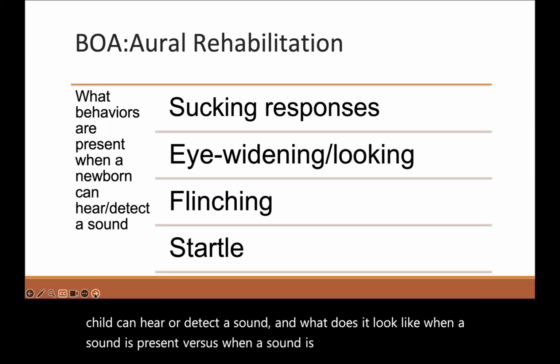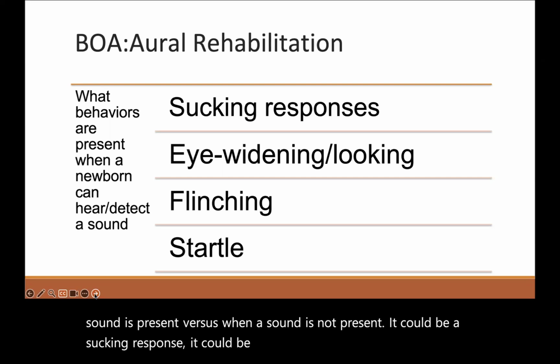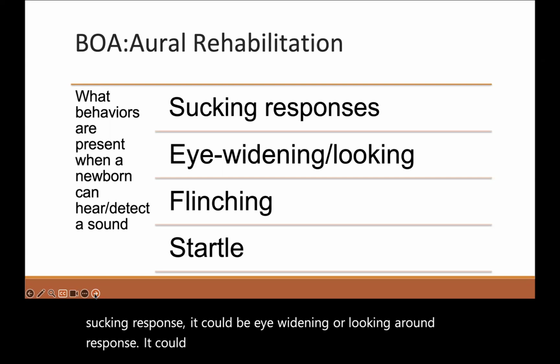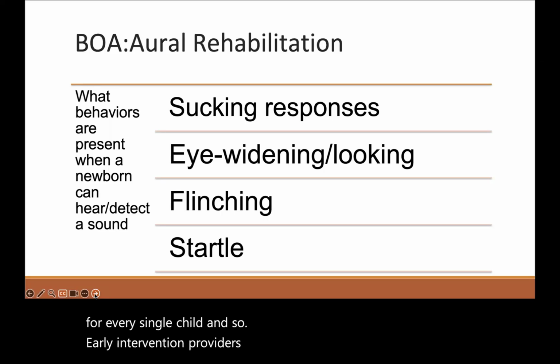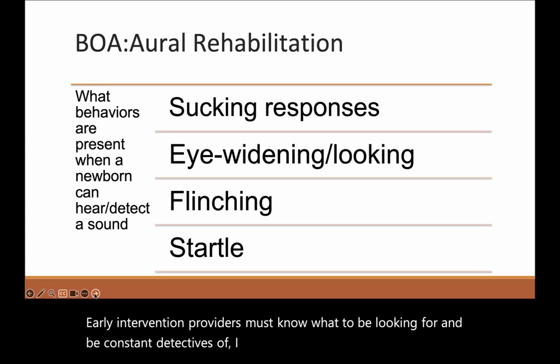It could be a sucking response. It could be eye widening or looking around response. It could be a flinch. It could be a startle. It looks different for every single child. And so early intervention providers must know what to be looking for and be constant detectives of, I think that was a response to a sound.